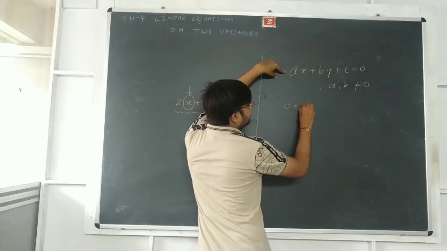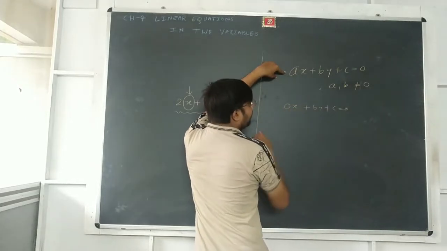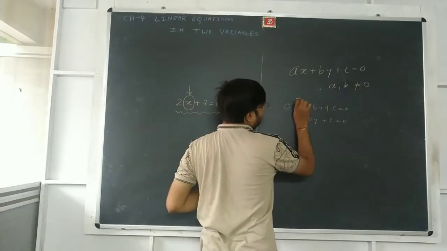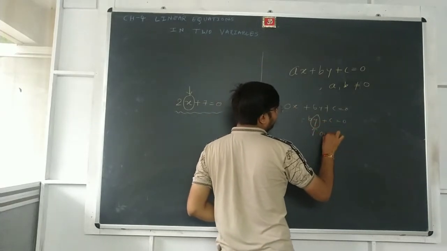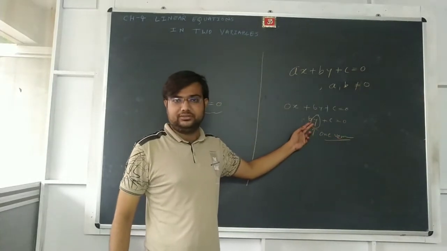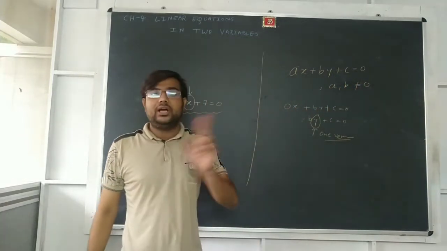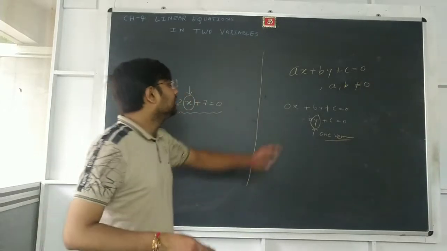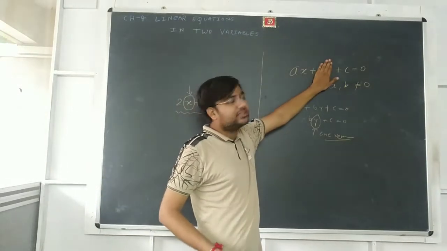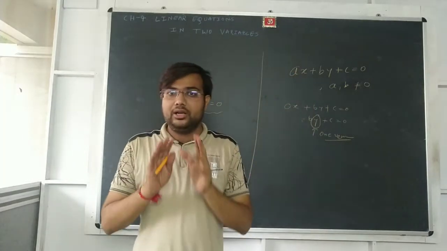Then 0x plus by plus c is equal to 0. Then 0 into x is 0, so we get by plus c is equal to 0. Then here is a one variable equation. This is not a two variable equation. So a and b are not equal to 0. Both are not 0, a compulsory rule. In the other case, suppose b is equal to 0, then ax plus c is also a one variable equation. So it is not our two variable equation.